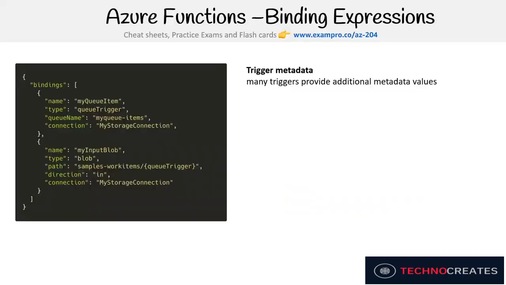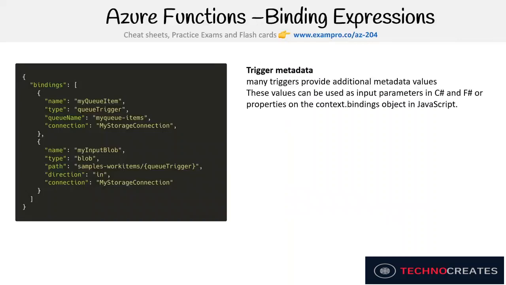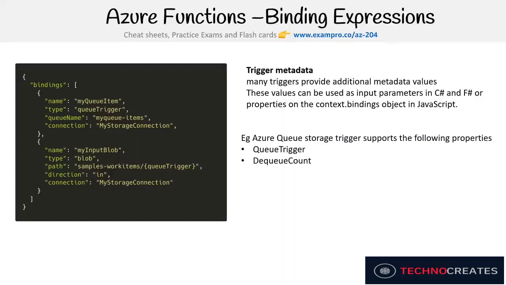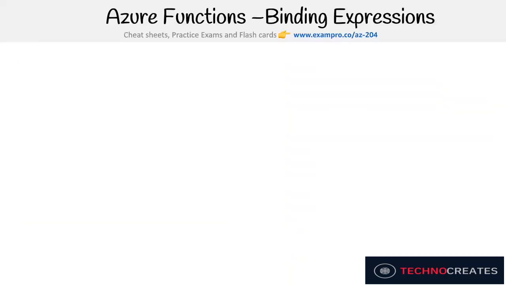For trigger metadata, many triggers provide additional metadata values. These values can be used as input parameters for C#, F#, or properties for context bindings and objects in JavaScript. So for example, if we're doing Azure Queue Storage, the trigger supports the following properties: queue trigger, dequeue ID, etc. And then you'll notice that they are available here. So see, queue trigger is here. It's typed in camel case.